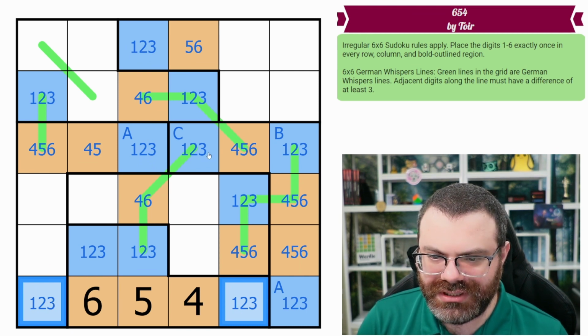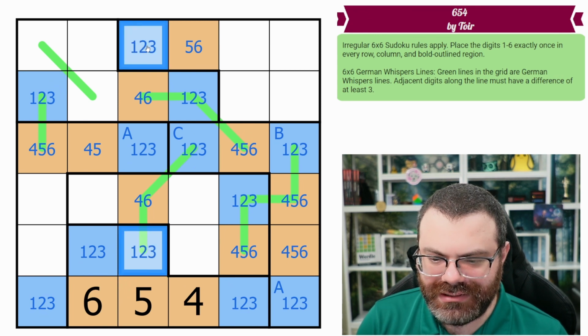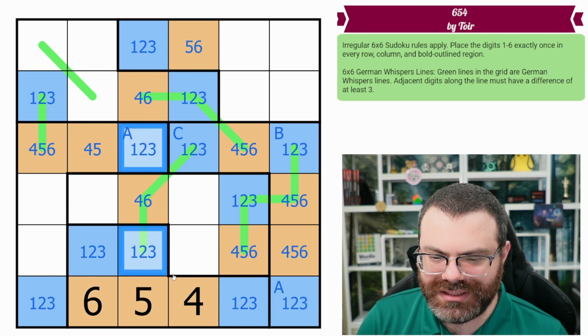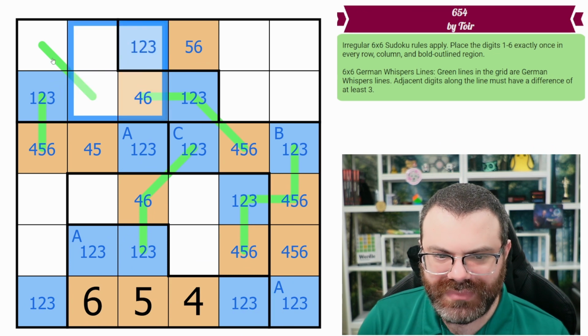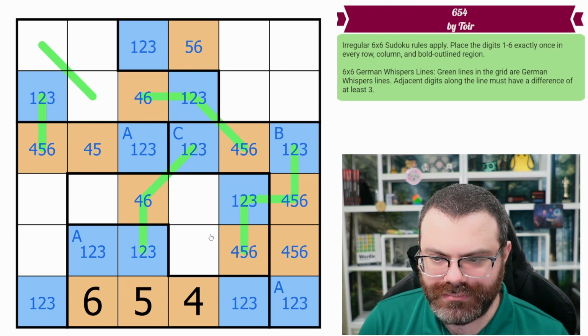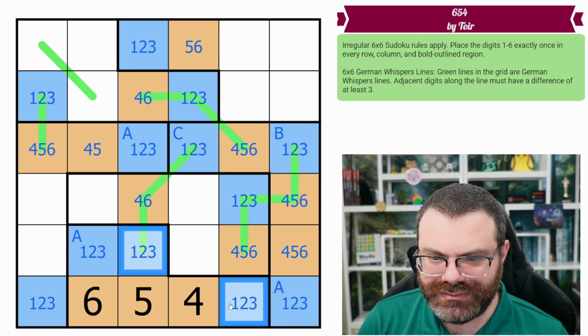Can I spread this further? I don't know if I started in the right place. So these can't be A. A in this region: this A looks here, this A looks here, so A would go here. A in this region's up here. So these are B, C.